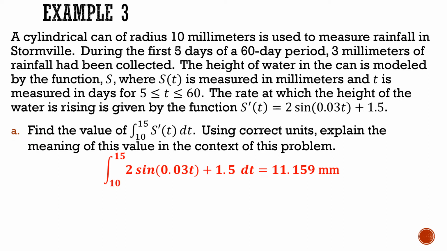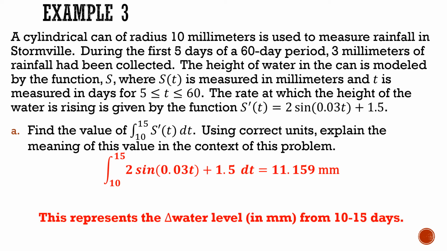So I just throw that into my calculator and I get 11.159 millimeters. Now there is a shortcut key in your calculator for plugging that integral in. You're simply going to do control plus sign, and that's going to give you that integral formula or that integral template. Once I get that in, I can say what the problem actually means. Well, again, that means your delta water level, or your change in water level in millimeters, from days 10 to 15.